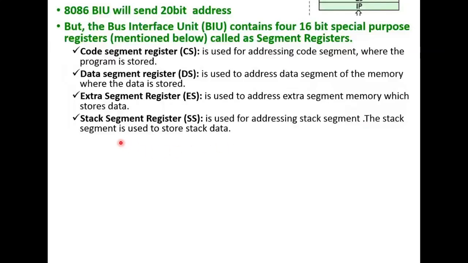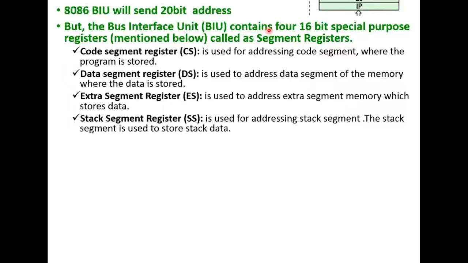So hi everyone. In this class we are going to discuss some of the registers in the 8086 processor. Last class we discussed memory segmentation. In that memory segmentation we mentioned that these four segments are used to generate the 20-bit physical address. So we know the BIU generates the 20-bit physical address.